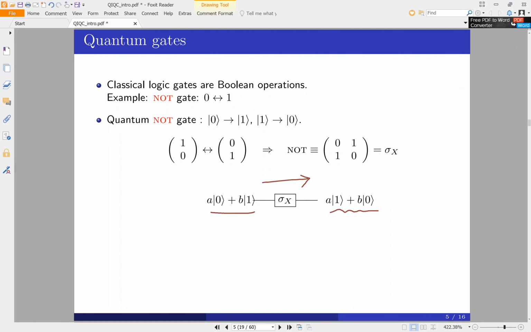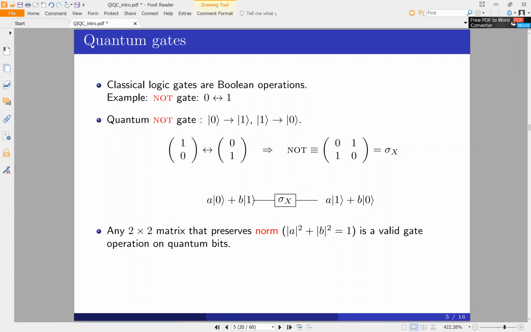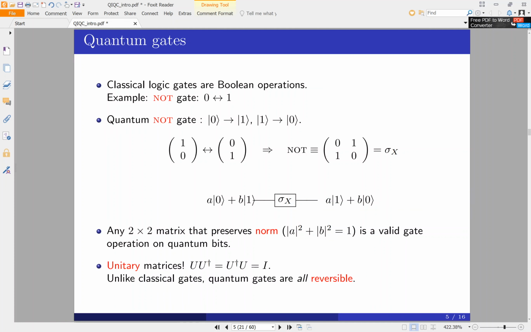So using this example, it should be clear now that quantum gates in general are matrices. They are 2 by 2 matrices, but they can't be any arbitrary 2 by 2 matrix. They have to be matrices that preserve norm, right? And so what are these matrices? They are unitary matrices. So any 2 by 2 unitary matrix is a valid quantum gate on a single qubit, right? So these are what are called single qubit gates.